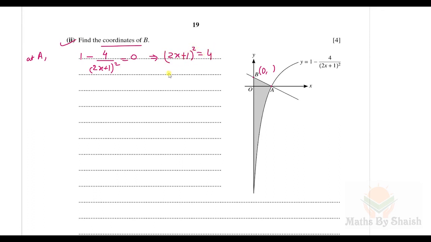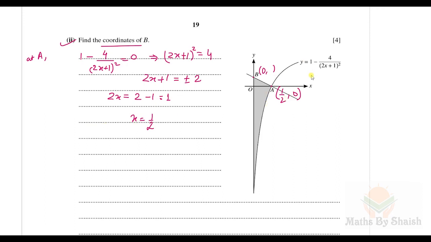From here we cannot take the minus sign, because it's on the positive x-axis side, so 2x + 1 will be plus 2. So I'm going to write directly 2x is equal to 2 minus 1. We'll ignore the other part. So 2x = 2 minus 1, which is 1, and hence x is equal to 1 by 2. So the coordinates of A we got as (1/2, 0).